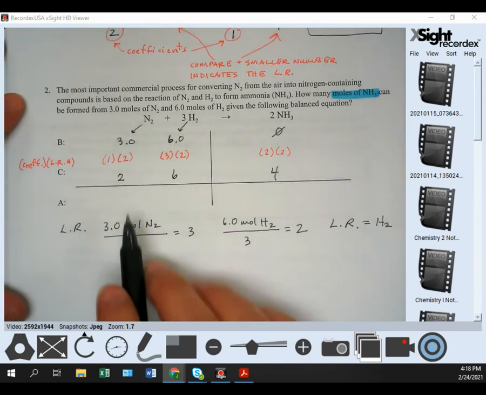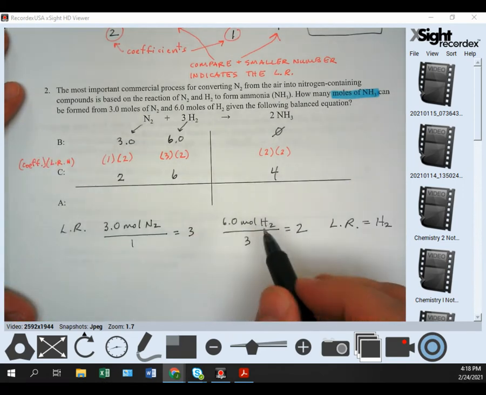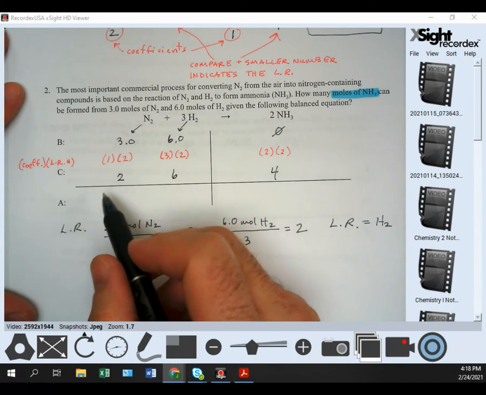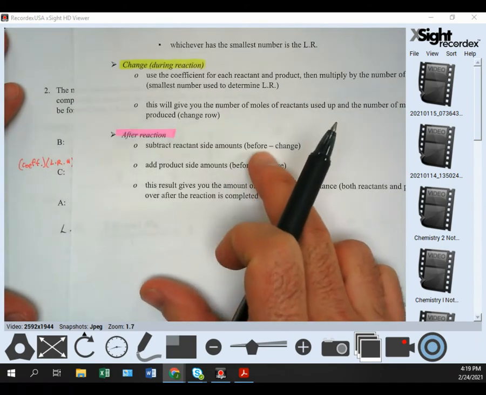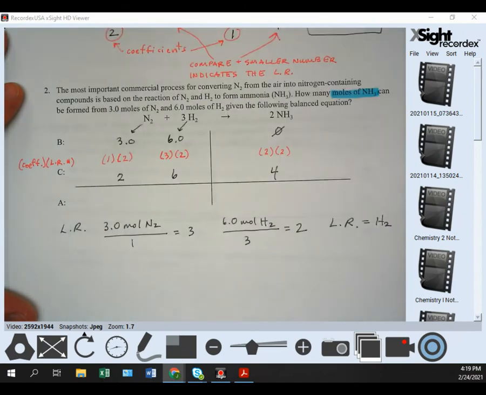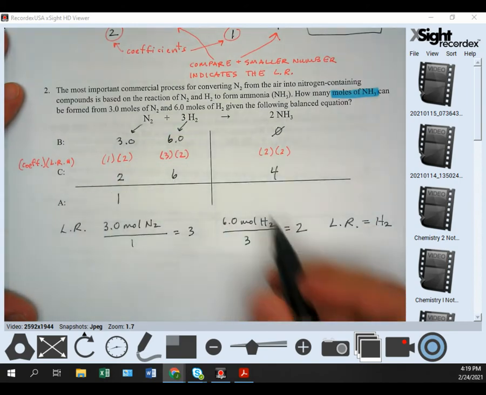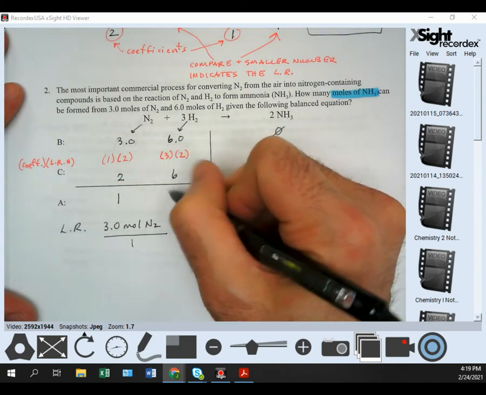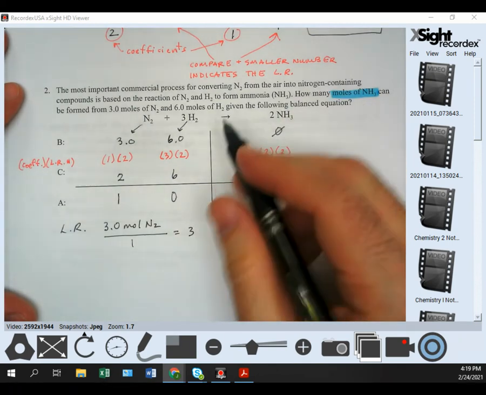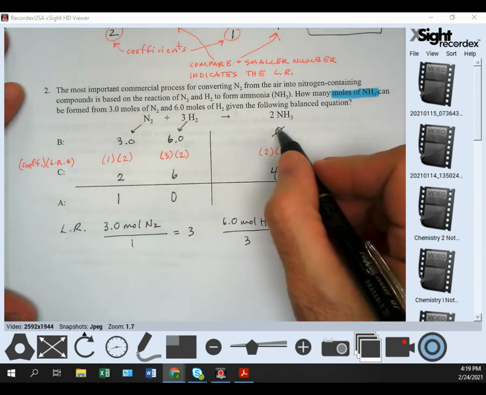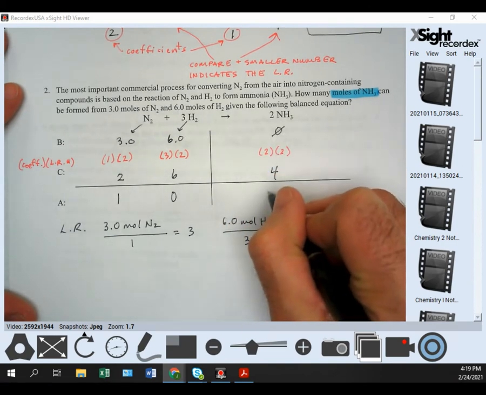Now, the after row, this is after the reaction. This is actually really super easy. All you do is subtract the change row from the before row for the reactant side amounts. So 3 minus 2 is a 1. 6 minus 6 is a 0. Okay? And then you add on the product side. So 0 plus 4 is 4.